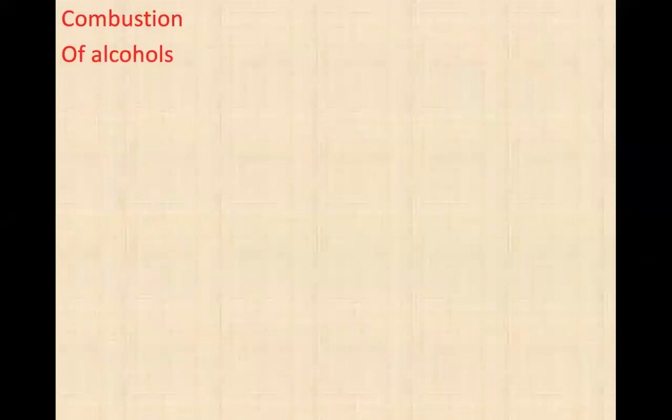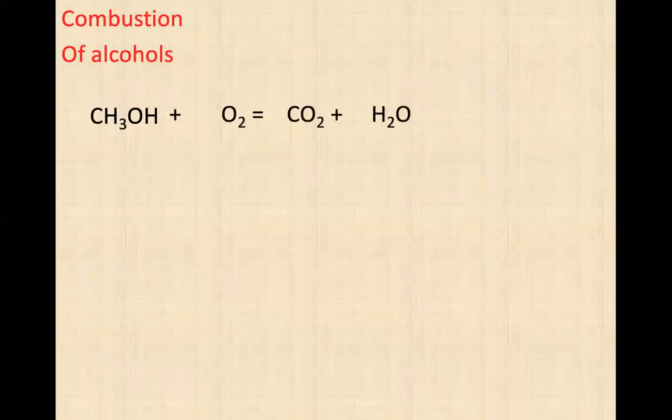Now, combustion of alcohols. We talked earlier about the combustion of alkanes and how you had to be able to write equations for those. Well, combustion of alcohols is another one where you will be expected to be able to write balanced equations for the combustion of the first four alcohols. So let's start with methanol. The process is the same as with the hydrocarbons. You put plus O2 equals CO2 plus H2O because they all burn to give carbon dioxide and water by combining with oxygen. So we put that down.